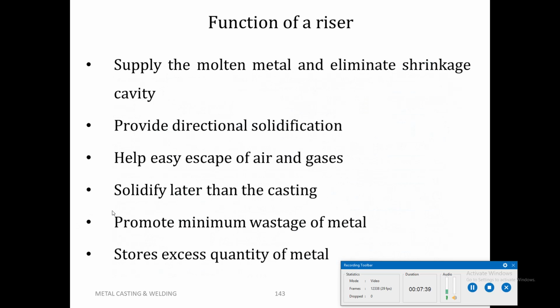The main function of a riser is that it should supply the molten metal and eliminate the shrinkage in the cavities. For a sound casting, a riser must be large enough to freeze after the casting. So the ratio of volume to the surface area squared of the riser must be greater than that of the casting. However, when this condition is not met, the metal in the riser can be kept in the liquid state by heating it externally. So this helps continuous feeding of the liquid metal into the solidifying casting so that the shrinkage cavities are eliminated.